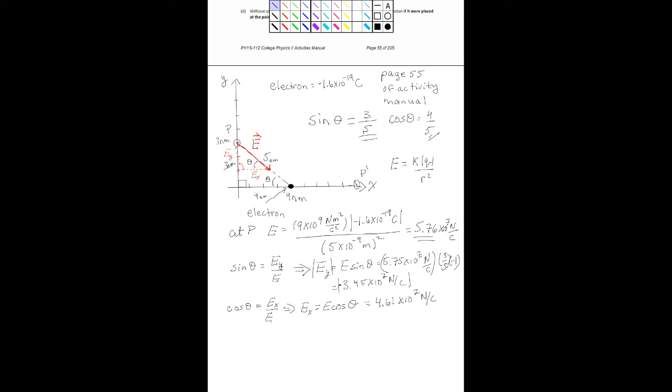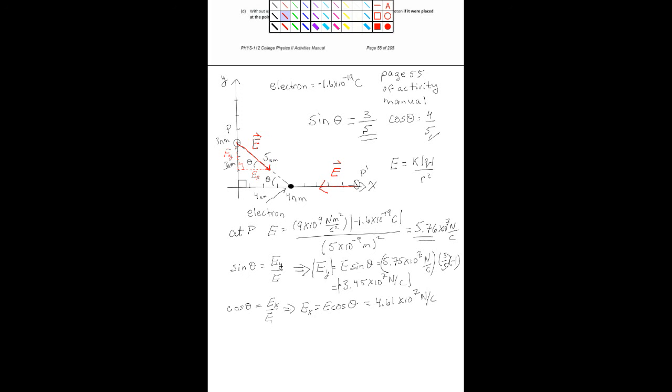What about part C? Part C, we're asked for the components of the electric field at the point P prime. So that's the point on the x-axis at 9 nanometers. That's labeled on the coordinate system there. So that electric field is going to point towards the negative charge. That's a vector.